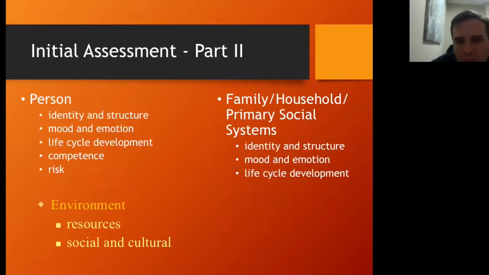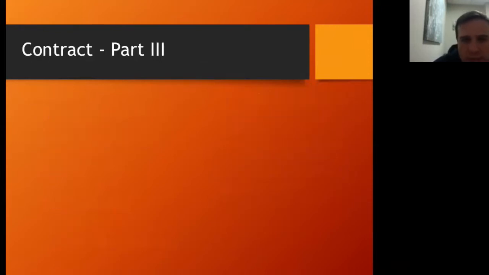So we want to do the same thing at each level of the person's life, the micro, meso, and macro levels. And in the environment, we're looking at resources and social and cultural factors. So after we have looked at that social history, after we've engaged in that more direct assessment, we want to take what we've learned and start to contract with them on a plan.